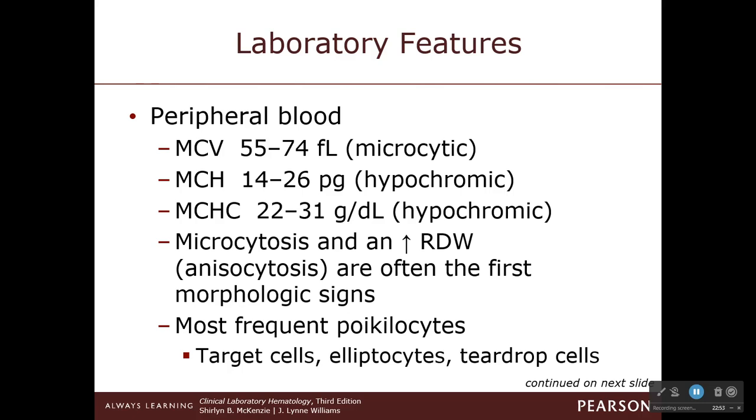All right, so let's talk about labs. We've already talked a lot about lab stuff so far. MCV is usually low, 55 to 74. What's a normal MCV?